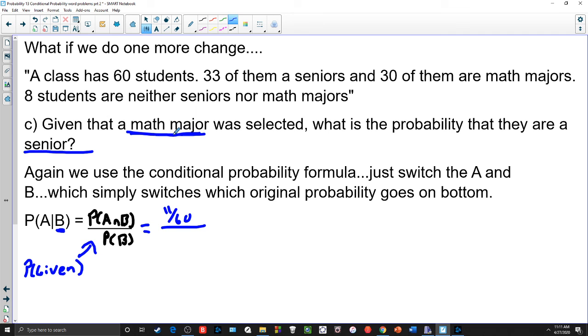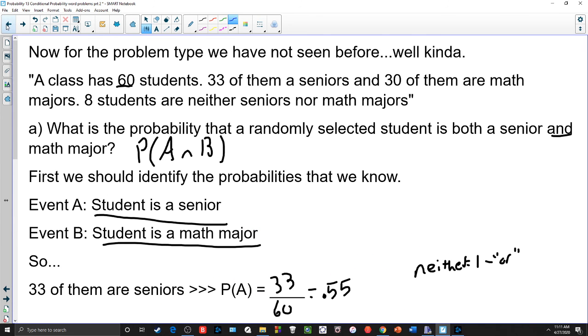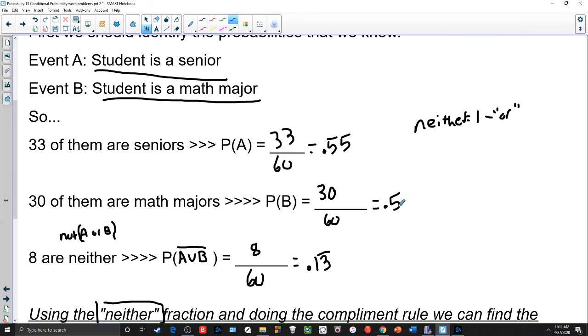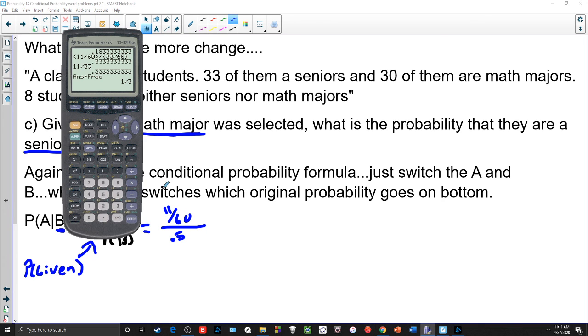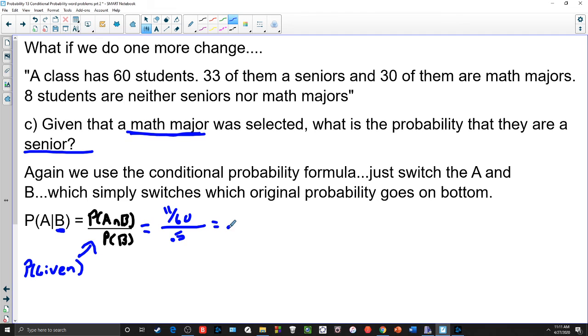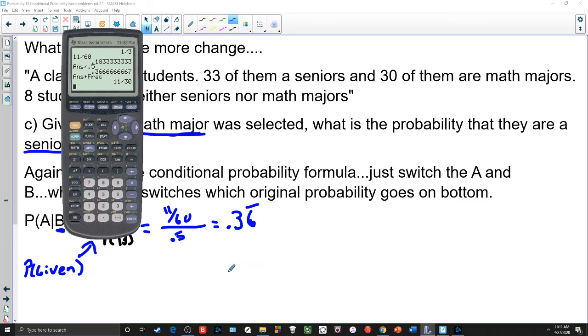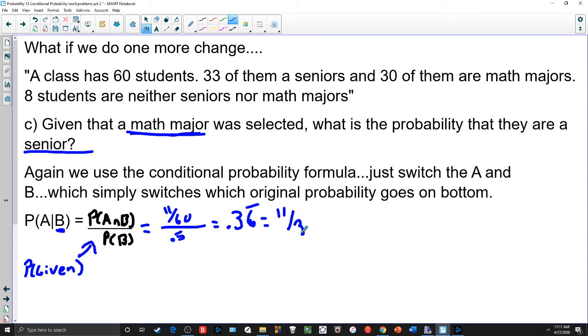So in this case, I'm given that they're a math major, and if we look back here, the probability of that is 30 out of 60, or 0.5. So the probability of getting a math major is 0.5. So 11 out of 60 divided by 0.5 is 0.36 repeating. Or if they want it as a fraction, we can go to math, fraction, and we get 11 out of 30. Either of these answers works, it just depends on what they ask for. So make sure you read the directions and put it in the form that they need.